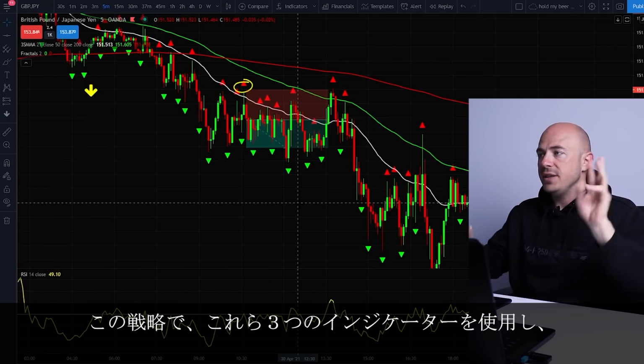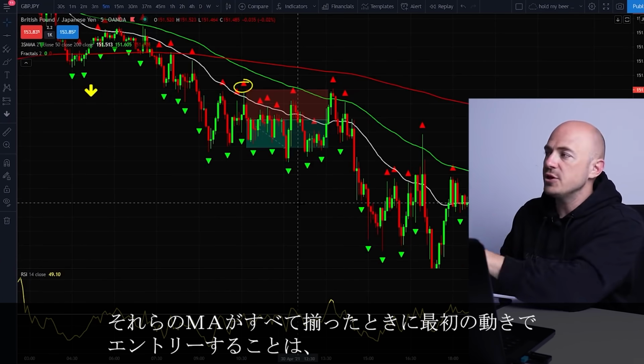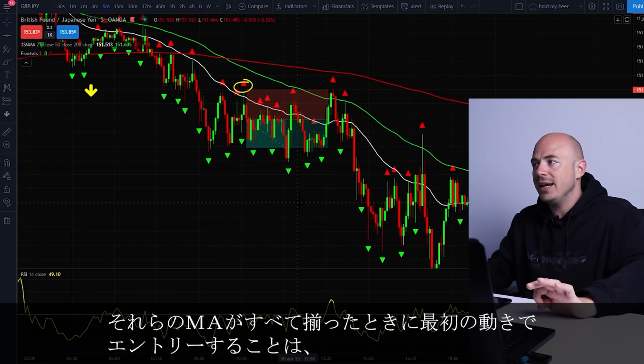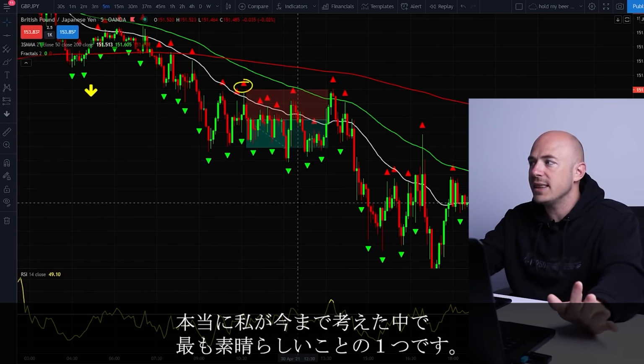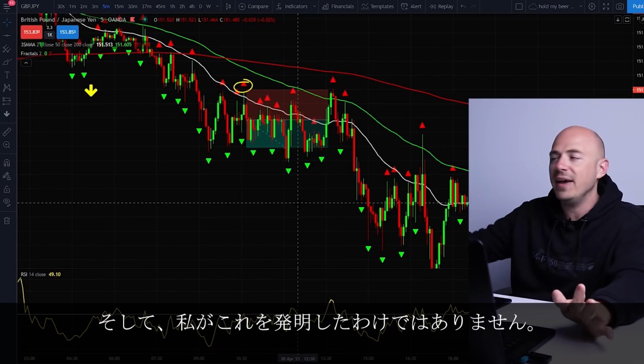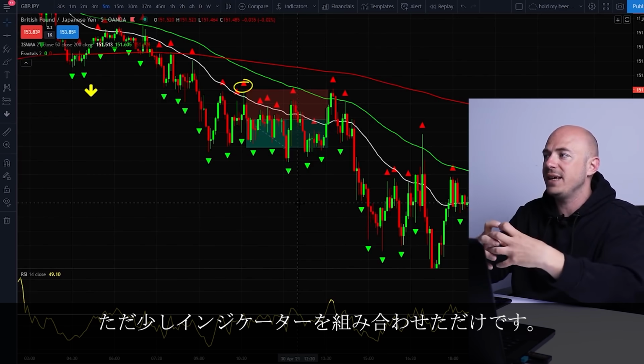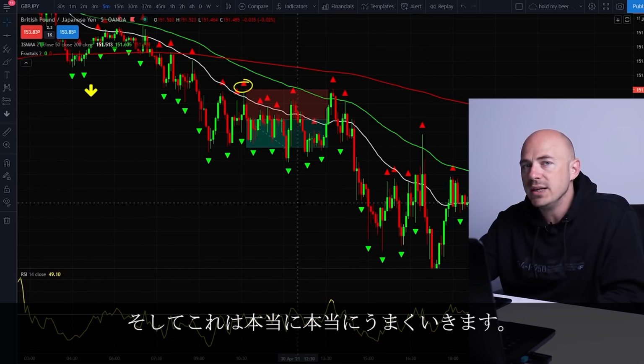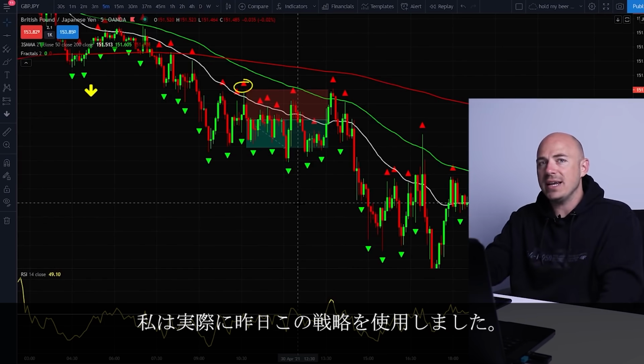Seriously, with this strategy, these 3 indicators and using the first move once all of those moving averages line up is literally one of the greatest things that I've ever thought of. And I didn't invent this. I just kind of put a combination of things together, and this works really, really well. I actually used this strategy yesterday.